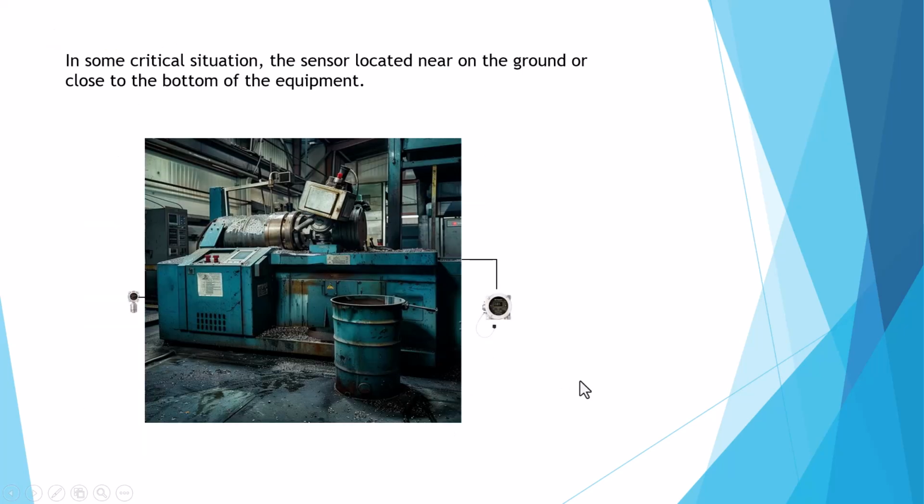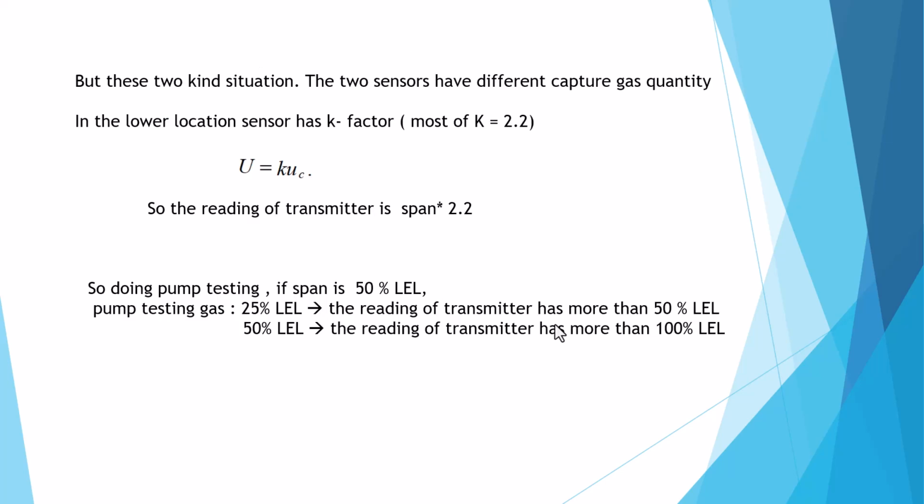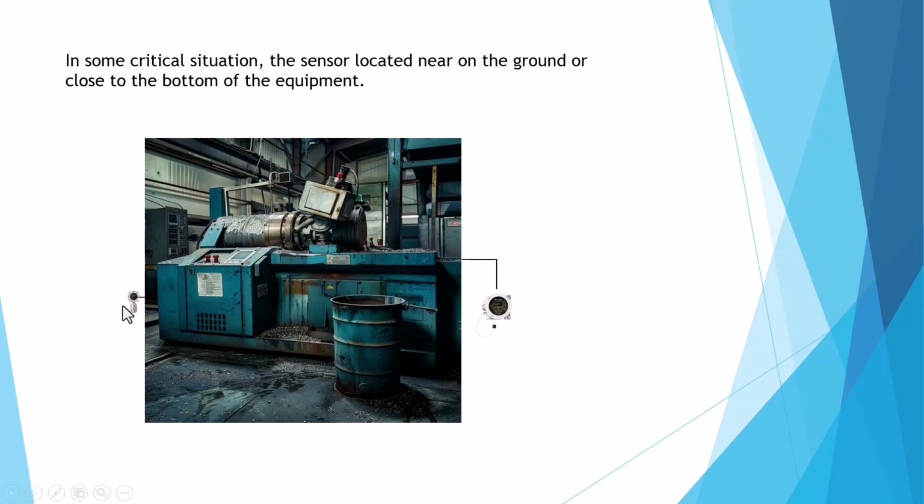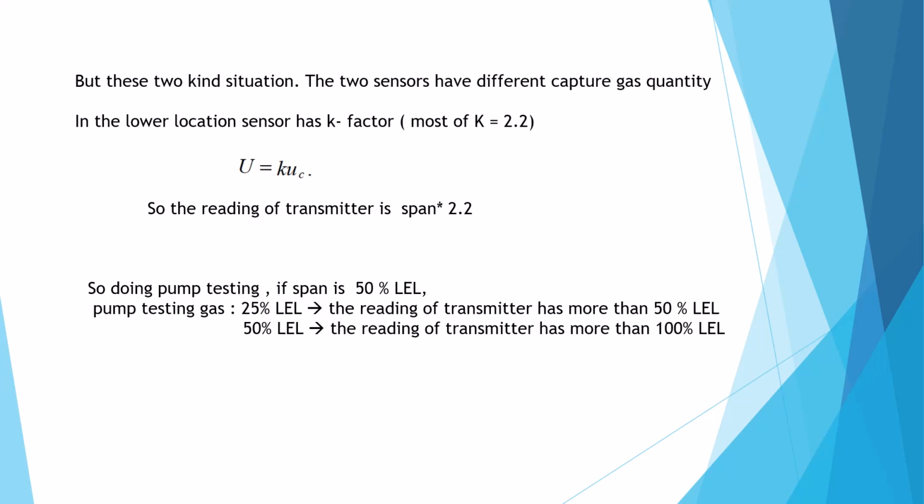But in some critical situations, the sensor is installed near the ground or close to the bottom of the equipment, and transmitted in here. These two kinds of installation capture different gas quantities. In the low-location sensor, you will use the K factor, K equal 2, to represent the gas quantity, the LEL quantity. So most of the time we use K equal 2.2.